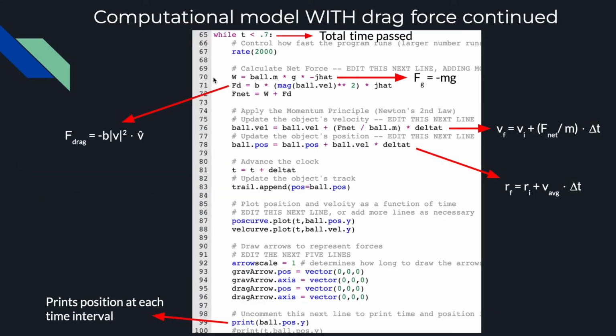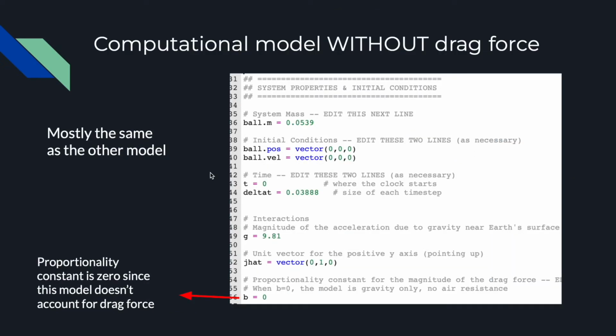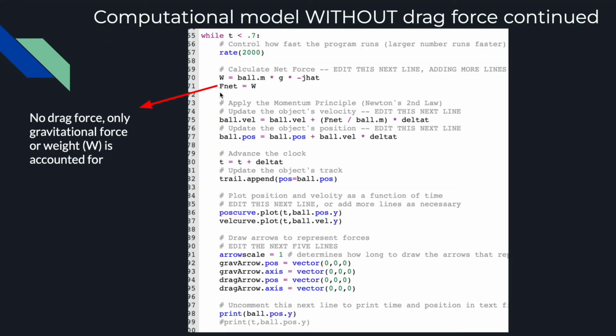I used the formula for gravitational force, which is F equals negative mg, in the code here, and I used the drag force formula here. F net is just the sum of these two forces. I used the velocity update formula here and the update position formula here. The computational model without the drag force is mostly the same as the other model, except the proportionality constant is 0, since this model doesn't account for drag force. Since there's no drag force, only gravitational force, or weight, is accounted for.